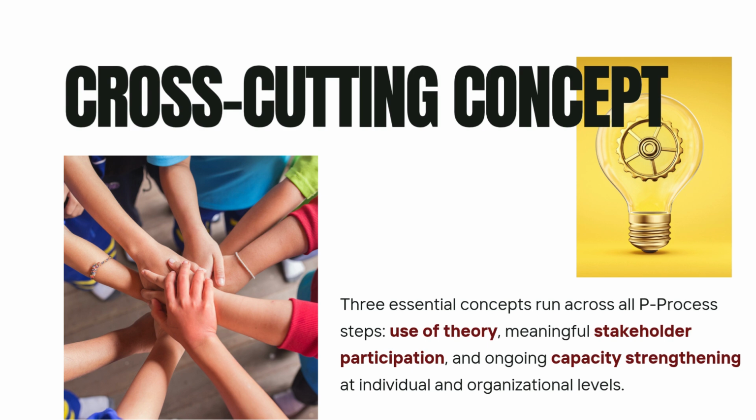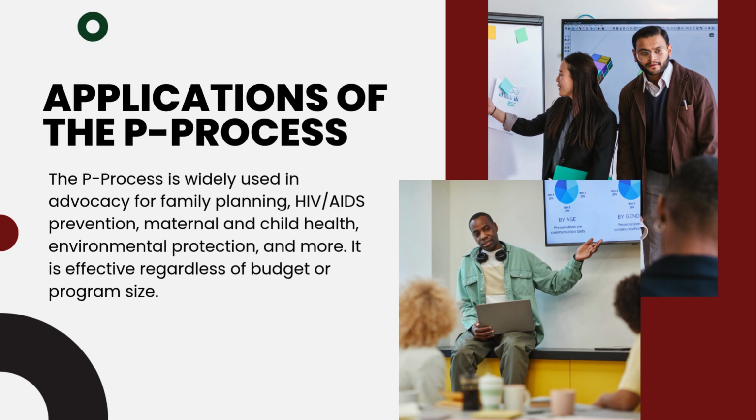The second one is stakeholder participation. So advocacy isn't a one-person show. We need to involve the community members, the government, health workers, and more, because their insights make our messages more relevant. Lastly is capacity strengthening. We build the skills of individuals and institutions so that they can sustain communication efforts even after the campaign ends. So it's like building not just a house, but training the people to maintain and improve it long after the builders have left.